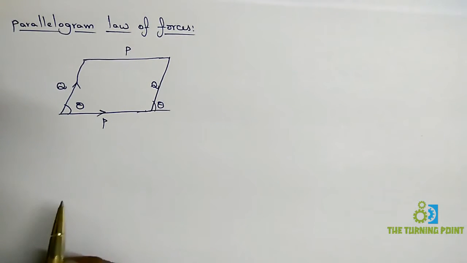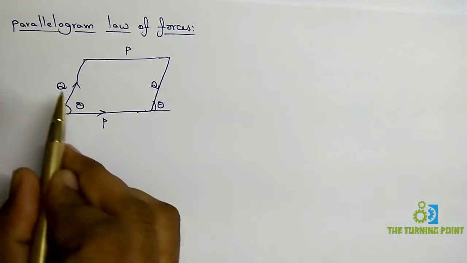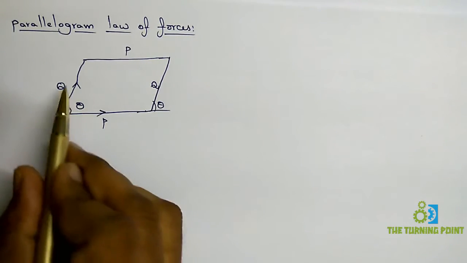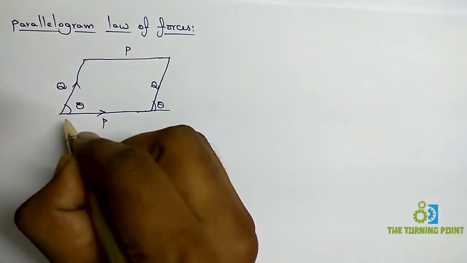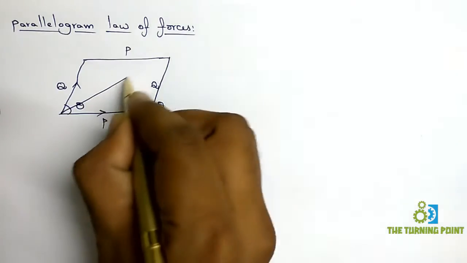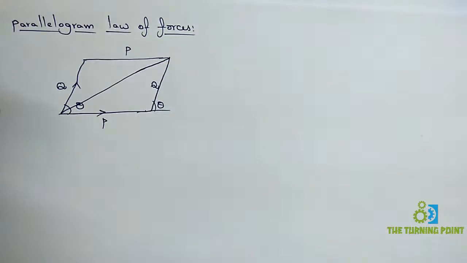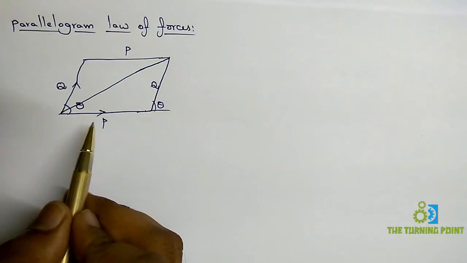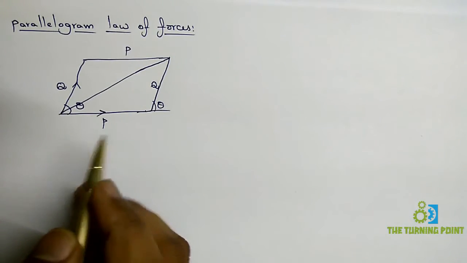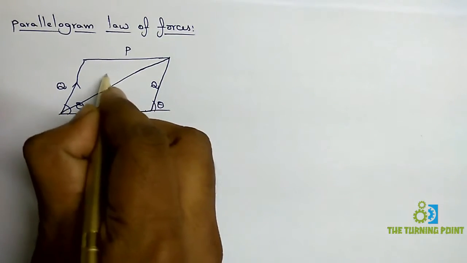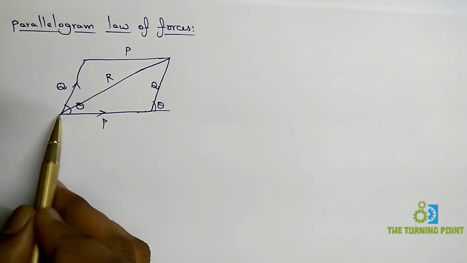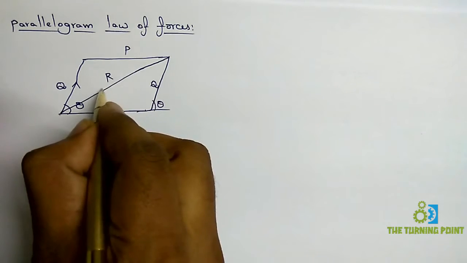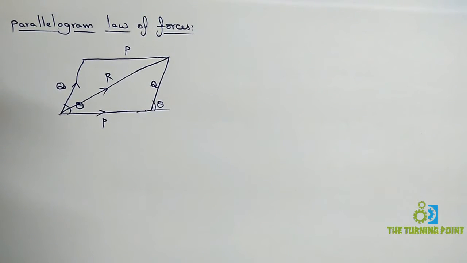Now, as per the statement, if two forces are acting as the adjacent sides of a parallelogram, then the diagonal passing through the intersection of those two forces will represent the resultant both in magnitude and direction. So I am going to consider the diagonal there. So this is the diagonal. That means this will be the resultant, and if these two forces are acting away from the point, then the resultant will also be directed away from the point.